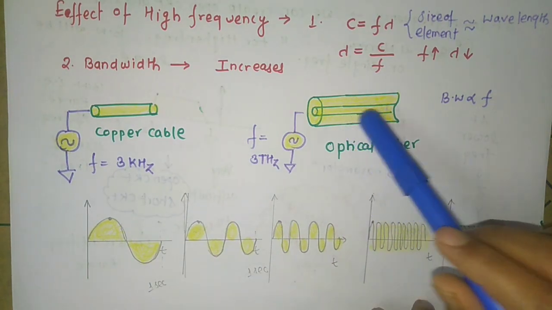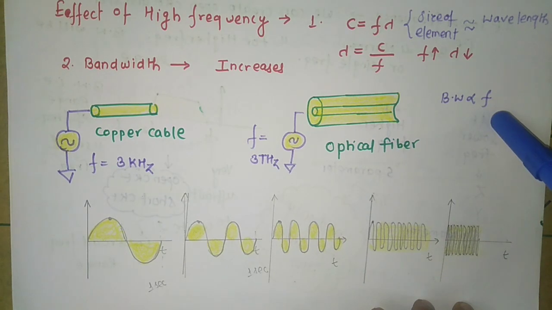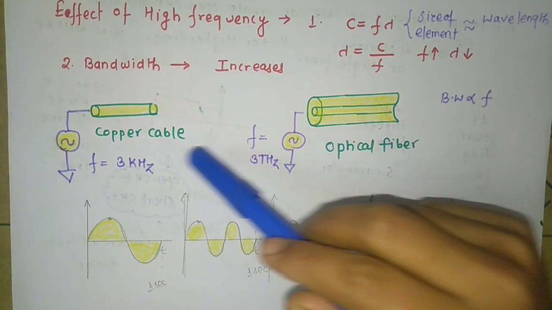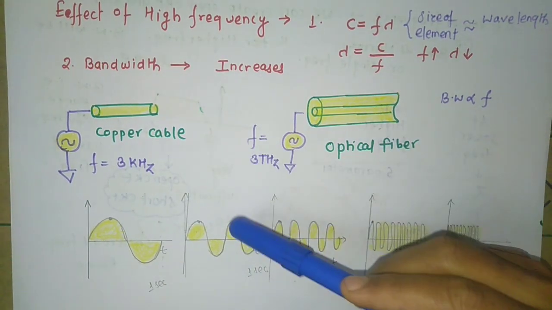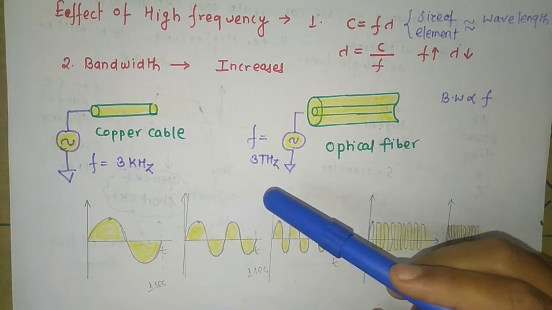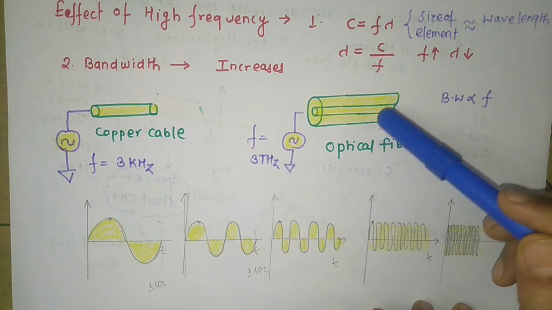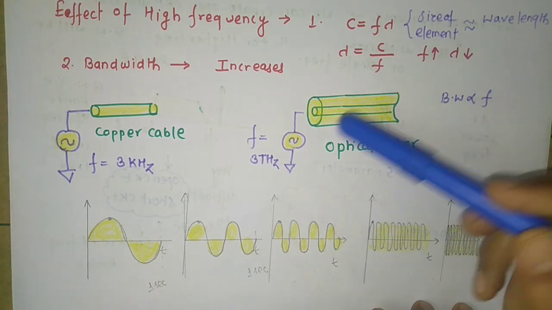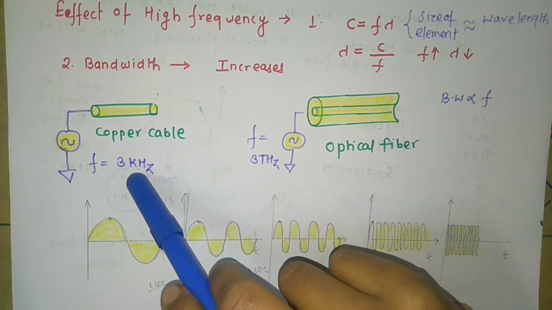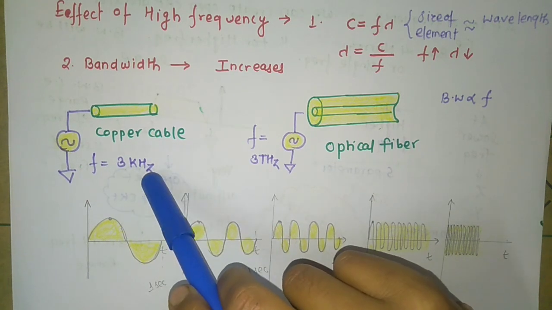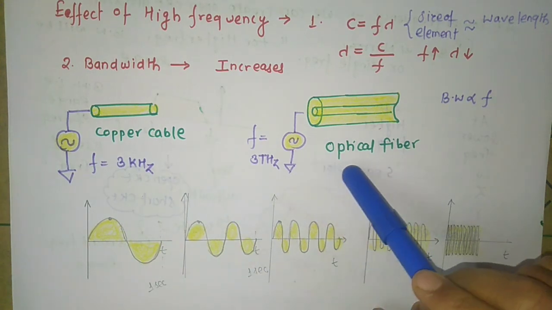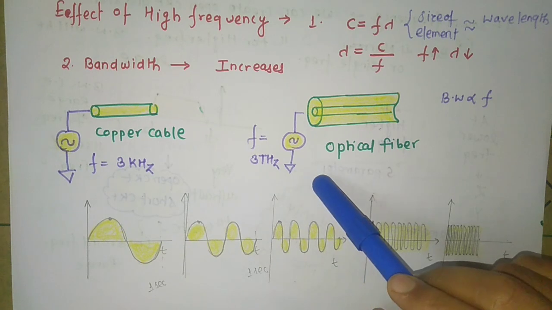We say if we increase the operating frequency, then bandwidth will also increase. Let's take two examples. This is your copper cable. We know that the copper cable offers lesser bandwidth, while optical fiber cable offers larger bandwidth. Suppose the operating frequency for the copper cable is 3 kilohertz, and the operating frequency for the optical fiber is, suppose, 3 terahertz.